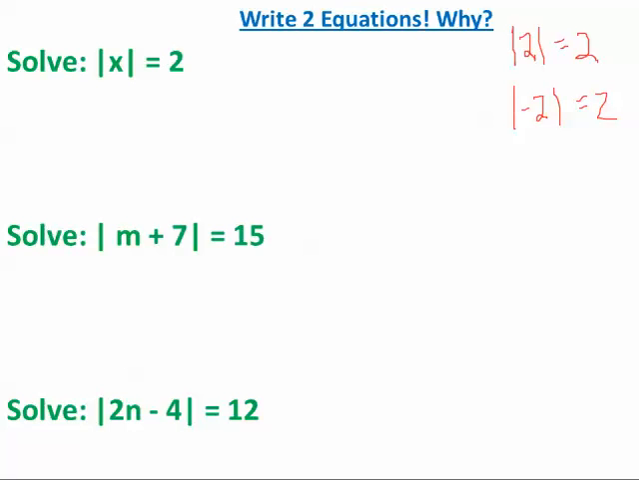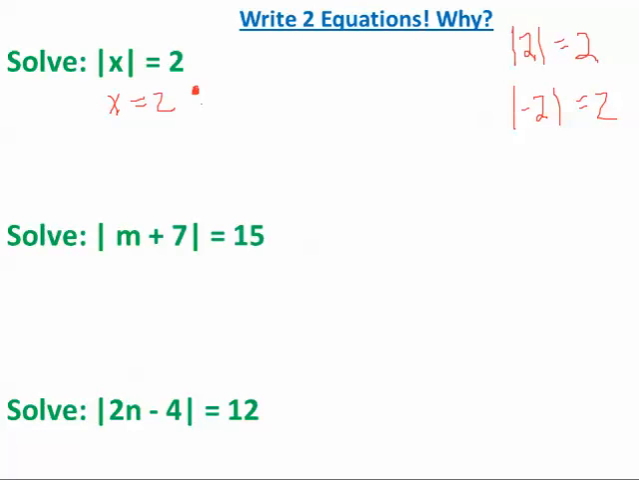So if we're trying to solve an equation like this one right here that involves an absolute value, we have to remember that, well, it could be positive or negative inside there, and it would come out with the same answer. So the way we take care of that is this. We write the equation 2 times, once for each of these scenarios. The first time I write it, I take the absolute value bars off, and I simply say x is equal to 2.